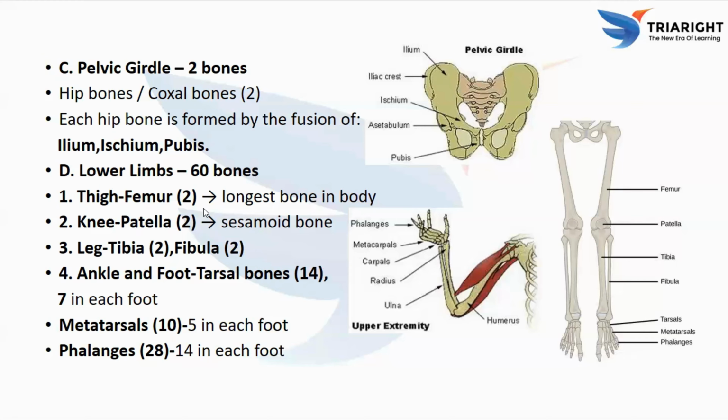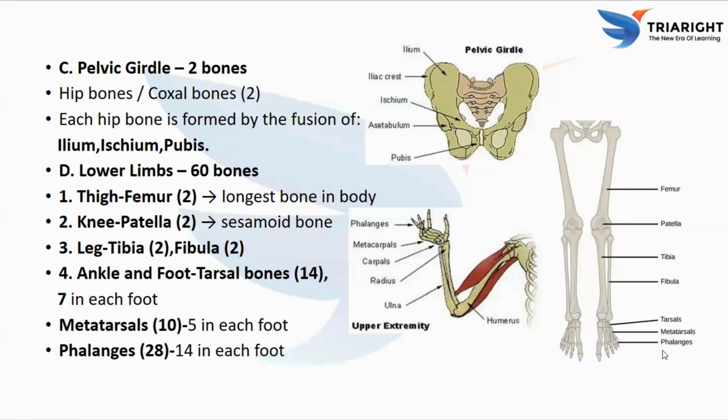So next, ankle and foot. In the ankle and foot, you will find a total of 52 bones. So tarsal bones, you have 14 bones in each foot. These form the ankle and heel, including the talus and calcaneus. Coming to metatarsals, these are 10 bones together, 5 in each foot. These form the arch and middle part of the foot.